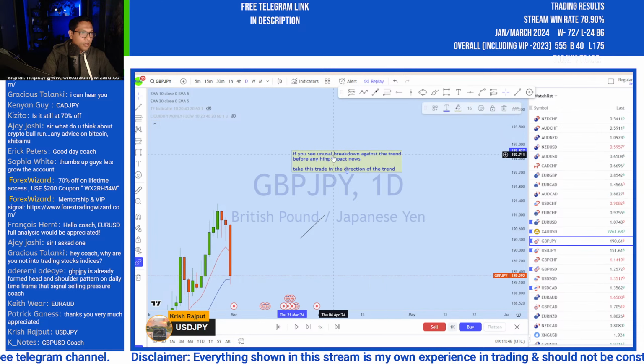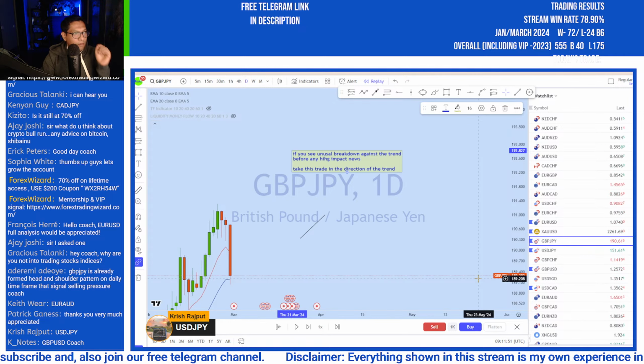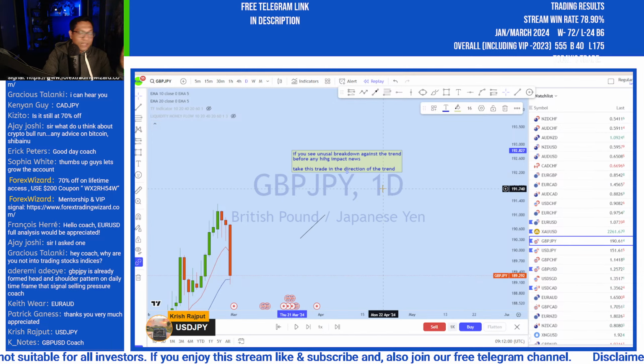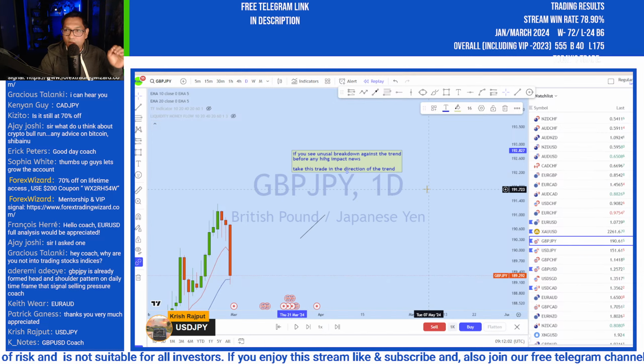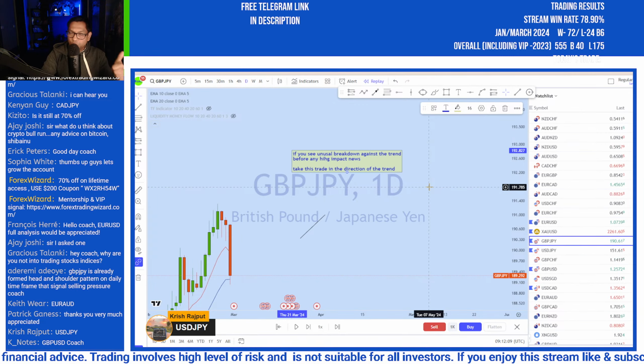If you see an unusual breakdown against the trend before any high impact news, and this before could be 24 hours, 48 hours, take the trade in the direction of the major trend. That breakdown has to be unusual, and against the trend. And why does this happen? This is the curiosity.